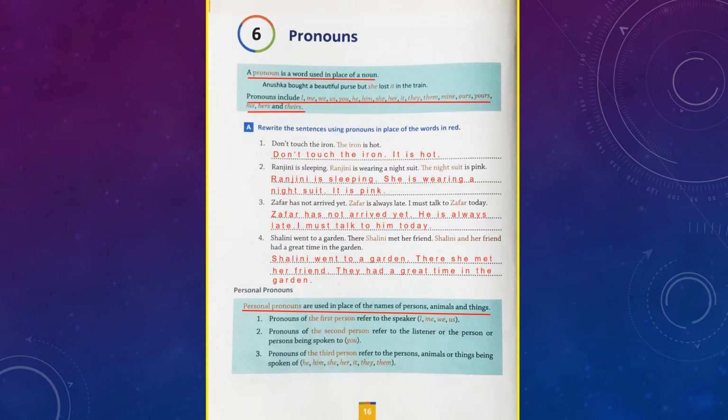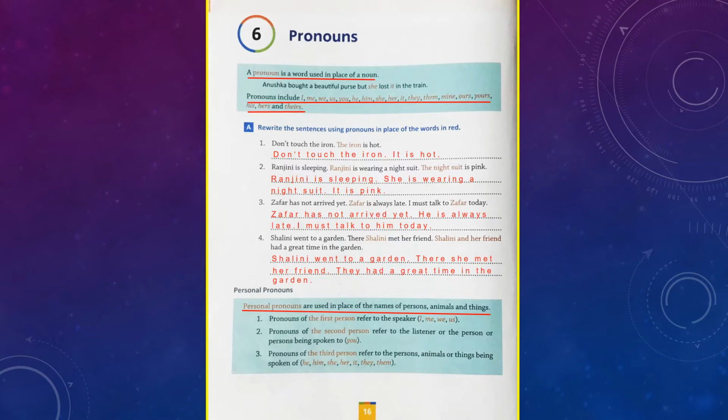They had a great time in the garden. Because Shalini and her friend are plural, I have used they instead of writing Shalini and her friend. So the pronoun they is used in sentence number 3. They had a great time in the garden.